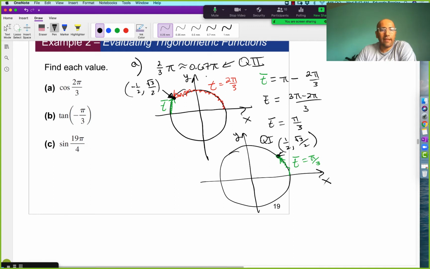Good. And from the definition of things, I can finally get to my final answer. We defined the cosine function to be the x-coordinate of my terminal point. So for part A, all I have to do now is say, well, here it is. This has to be my answer. So cosine of 2 pi over 3 must be equal to negative 1/2.